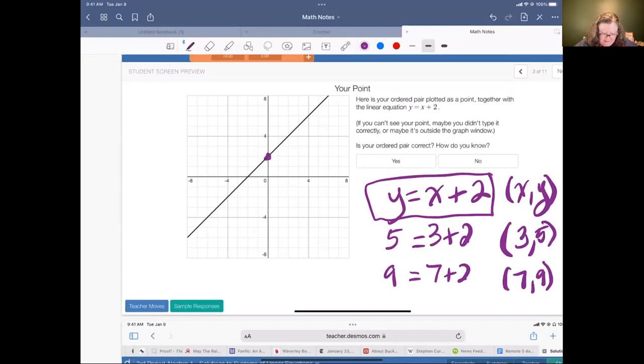Here's Travis's, and I think Ben did the same. 0, 2. My first example was 3, 5, which is here. 7, 9. Oops, that's not on here, is it? Because the 9 is too big for this graph.